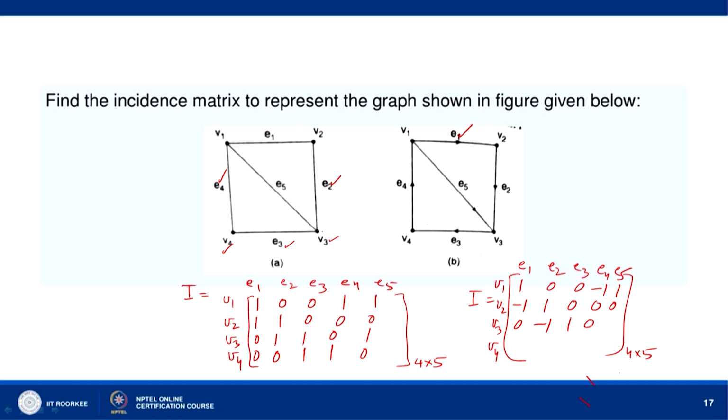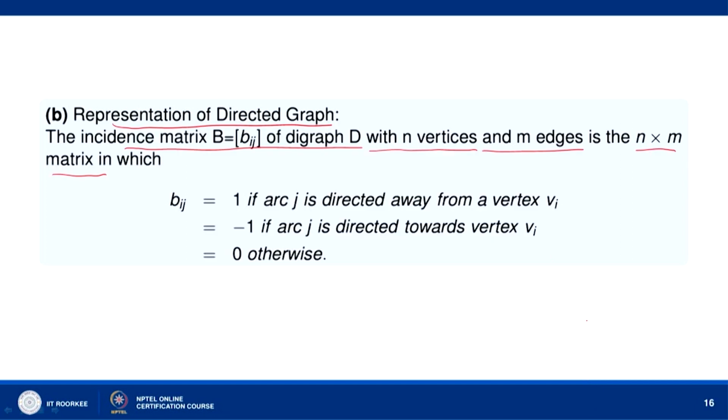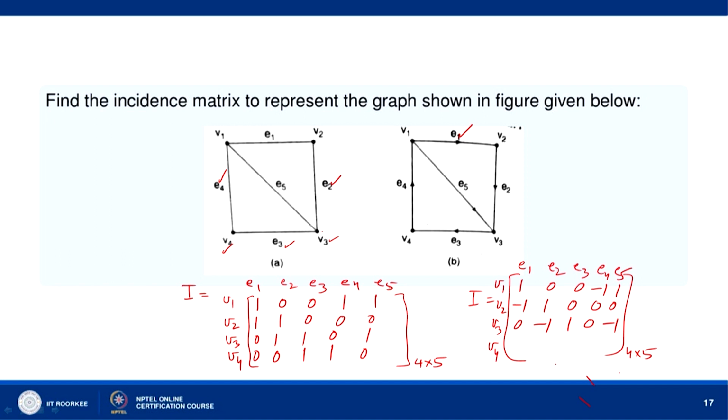E5 is directed towards B3, and towards B3 means minus 1. Then for B4, E1 and B4 are unrelated, so this is 0. E2 and B4 are again unrelated. E3 is directed towards B4, so we get minus 1. E4 is directed away from B4, so we get plus 1. And then E5 and B4 are unrelated, so we put 0 here. This is how we write the incidence matrix for this directed graph.